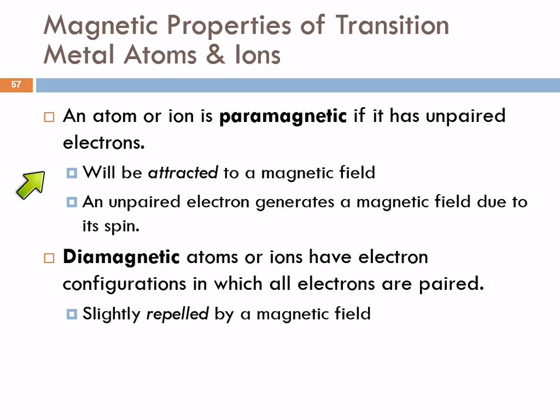The reason these are magnetic is because that unpaired electron generates a magnetic field because of its spin, and that magnetic field is attracted to the magnet. Diamagnetic, all the electrons are paired, and these are actually slightly repelled by a magnetic field. But they will not interact with the magnetic field significantly. So we have to remember paramagnetic, diamagnetic.